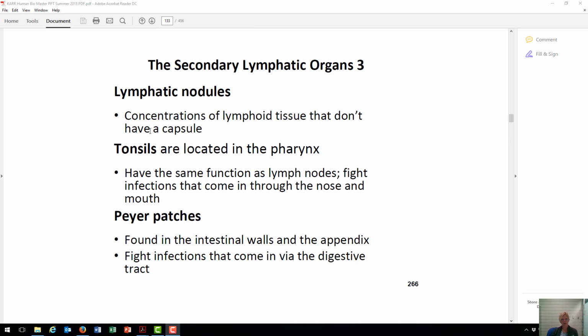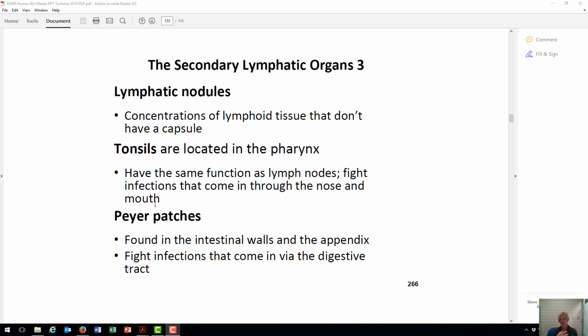So the tonsils are a special secondary lymphatic organ. They function just like lymph nodes. They fight infections that come in through the nose and the mouth. We have tonsils underneath our tongue. We have them in the back of our throat. If you've ever had strep throat and you look in the back of your throat, those are tonsils that have become swollen with pus-filled patches on the surface. And then the adenoids are a little higher up in the back of the nasal cavity. So three different regions for tonsils that protect us from infection in the nose and mouth.